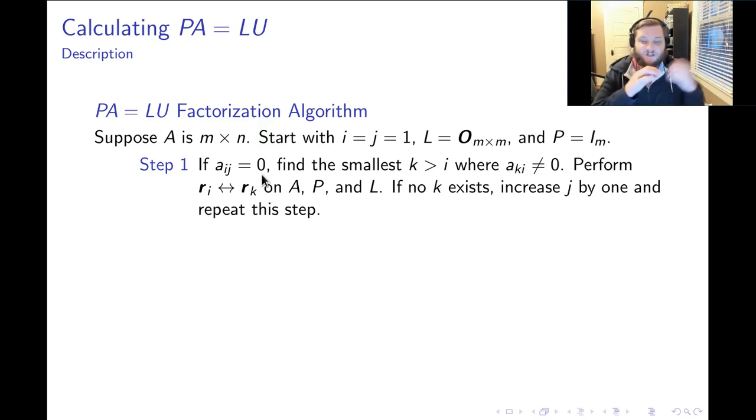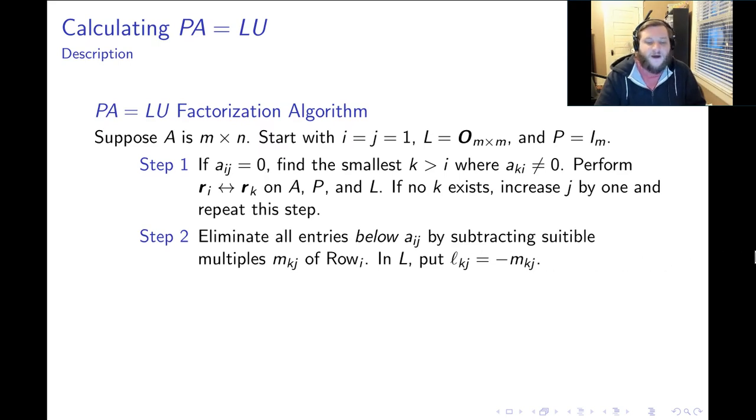So if we need to switch to get a pivot, we do so. If not, we move to step 2. Now, every time we do a row switch, we do the same row switch in L, and we do the same row switch in P. So again, we're building U, L, and P concurrently.